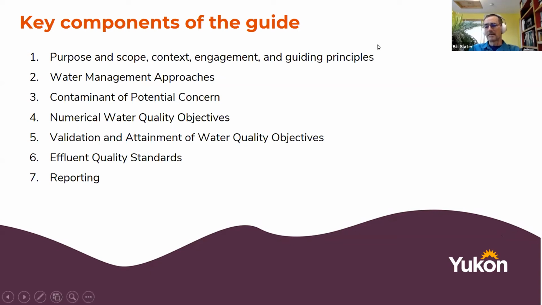So the guide, as laid out on this slide here, describes a systematic process for developing and implementing water quality objectives and deriving effluent quality standards. And the broad steps are listed here, basically points 2 through 6 on this slide, where first of all, we're determining a water management approach.